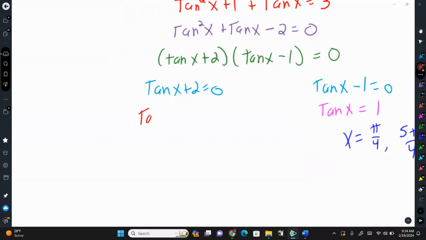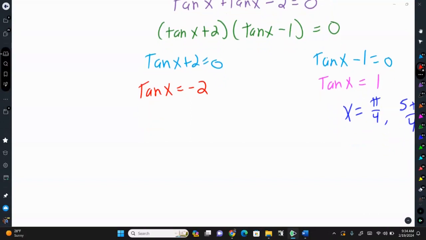Now over here, tangent x equals negative 2. Well, when does that happen? This is not on the unit circle. So use calc, but we have to be in radian mode.